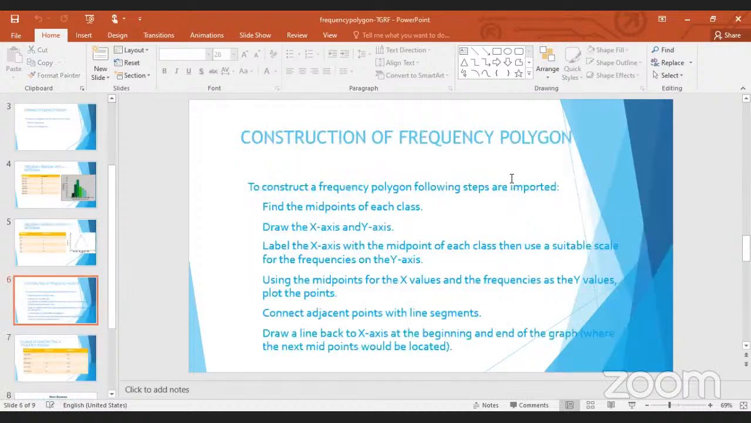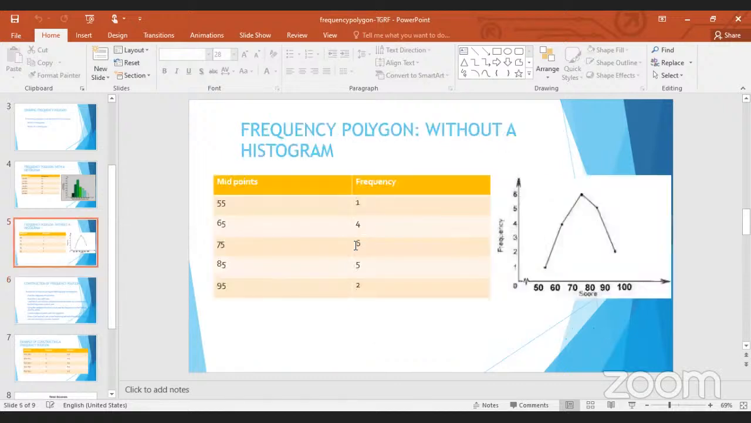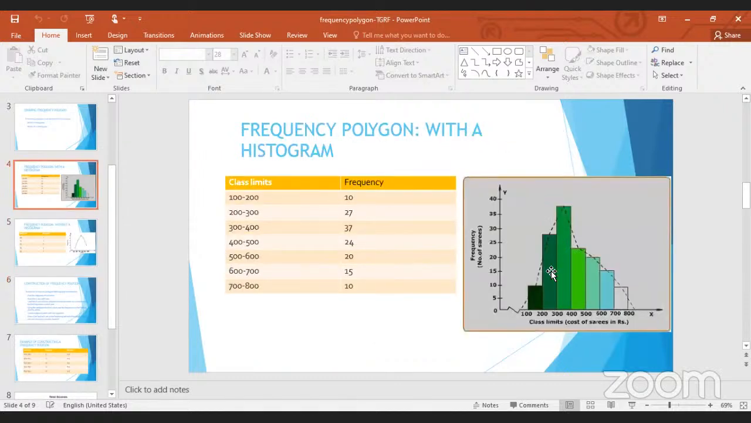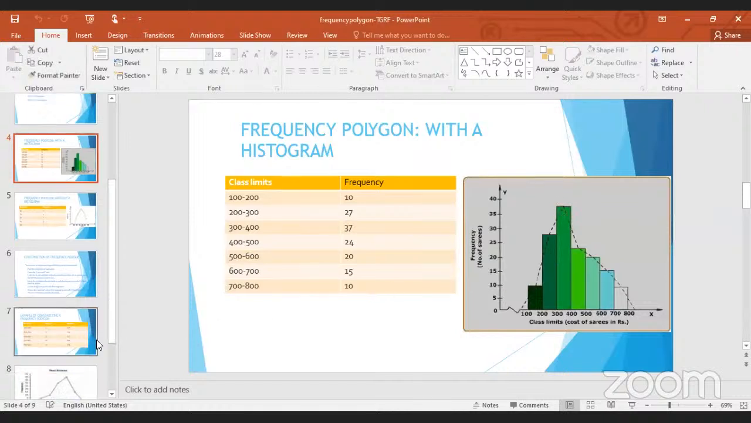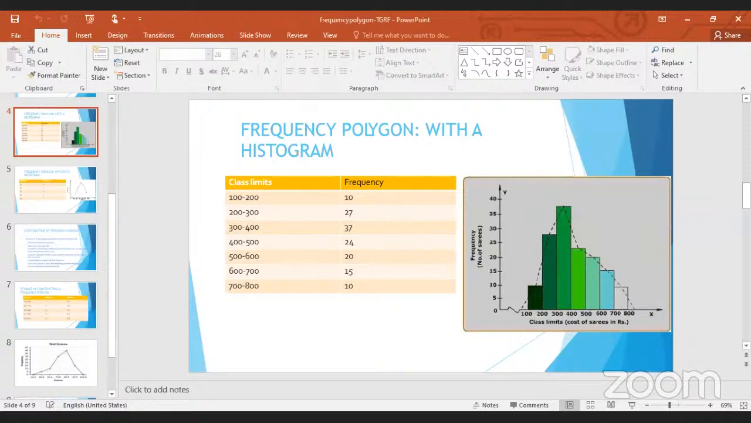Next is how to construct a frequency polygon. First of all, we must have a data set, and then we have to find the data intervals, and then we are going to find the midpoint values, because we are going to connect the midpoints. So let me share my Excel sheet with you.